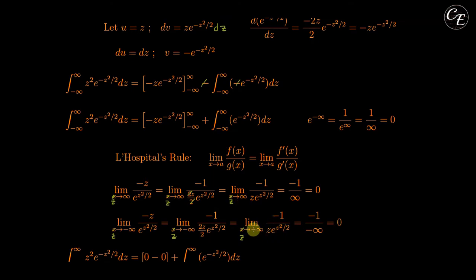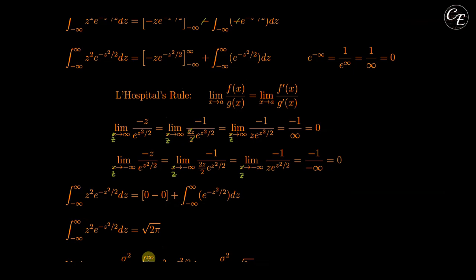If we substitute negative infinity for z, negative infinity squared is positive infinity, and positive infinity divided by 2 is still positive infinity. So e raised to positive infinity is still positive infinity, and negative infinity times positive infinity is negative infinity. Then negative 1 over negative infinity is 0. So we have 0 when we substitute negative infinity for z. Then 0 minus 0 is 0. Then what we're left with is this one.